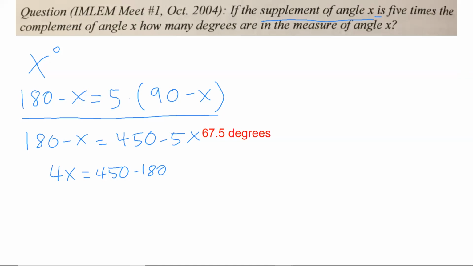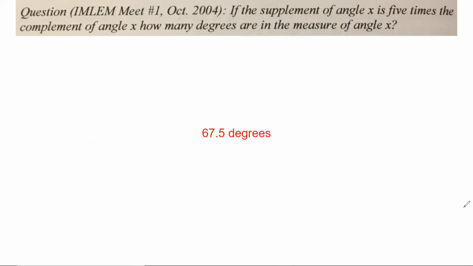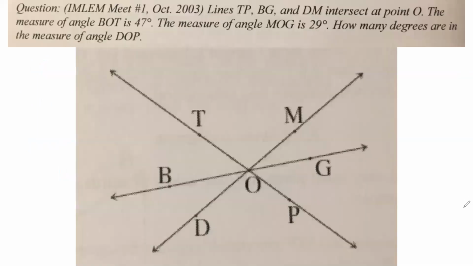Okay, so let's move on to the next problem. Lines TP, BG, and DM intersect at point O. The measure of angle BOT is 47 degrees. The measure of angle MOG is 29 degrees. How many degrees are in the measure of angle DOP?